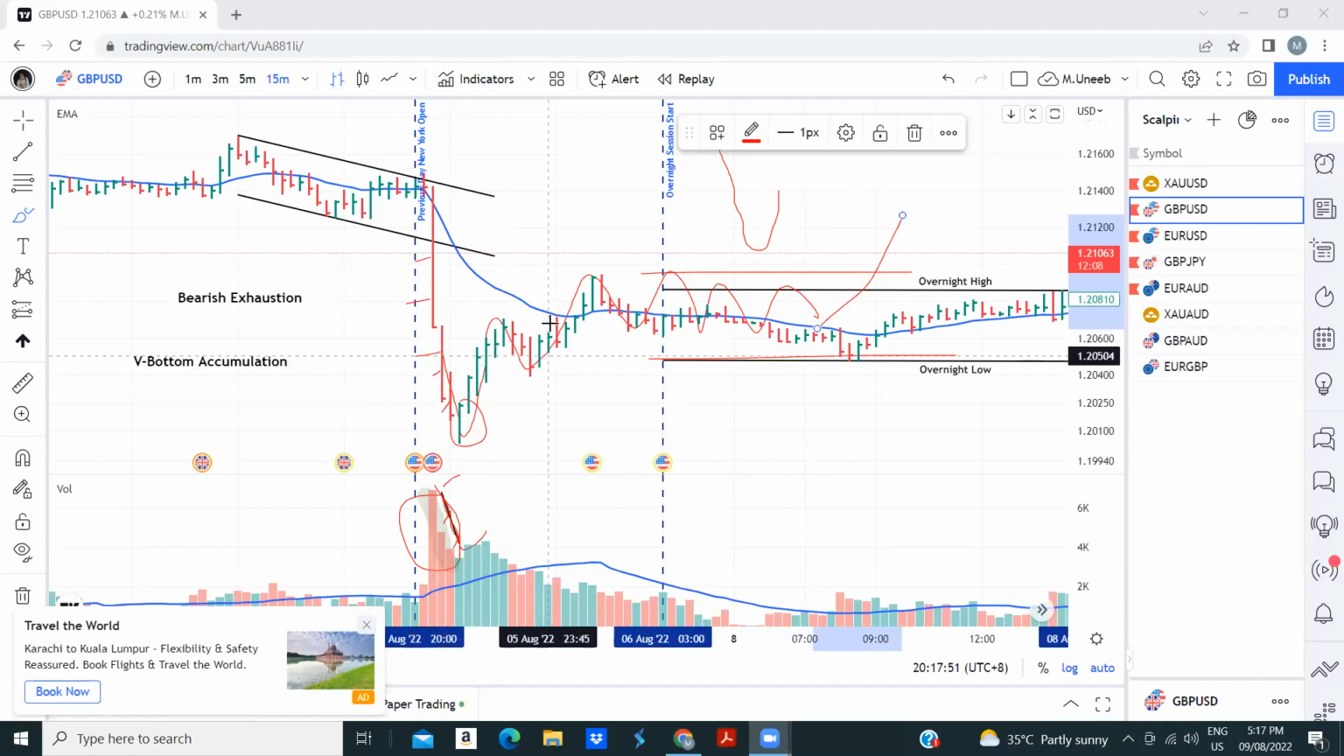Now we go back to the chart and see here. What kind of accumulation is it? Is it one leg or single leg? This pullback, this recovery, this is V bottom accumulation. Is this recovery one leg or two legs? It's leg one, leg two, two legs.